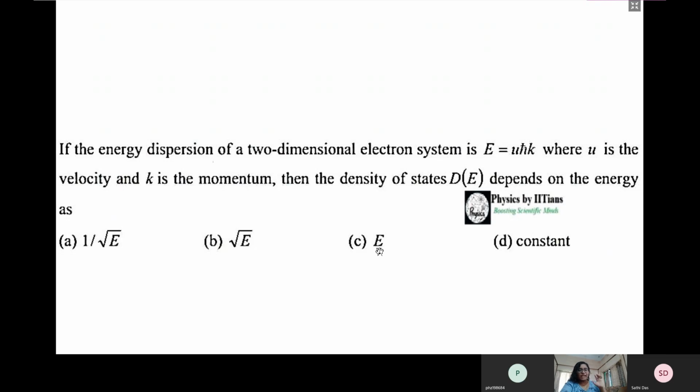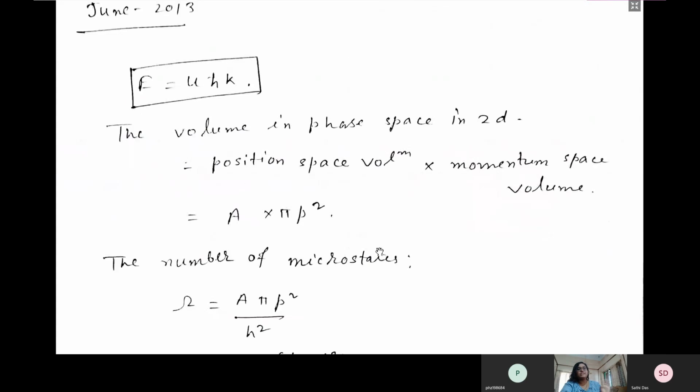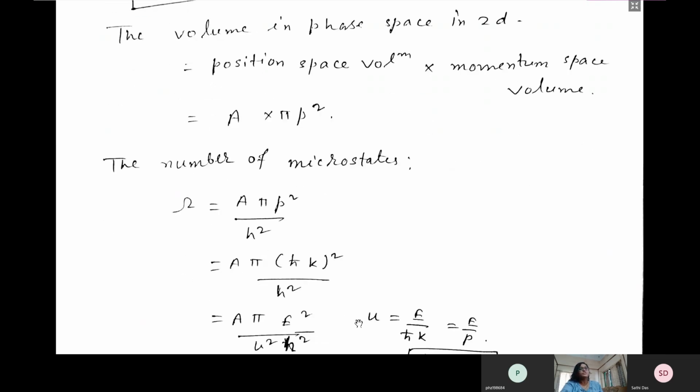But I am giving you another process that you can follow to find out the density of states. Since it is two-dimensional, the volume in the phase space is the position space volume, that is dx dy, times the momentum space volume, that is dpx dpy. Position space volume will give you area A, and momentum space volume will give you pi p square. It is written as volume here, but it's actually area in two dimensions. So the number of microstates will be A into pi p square divided by h square, where h square is the volume for one microstate.